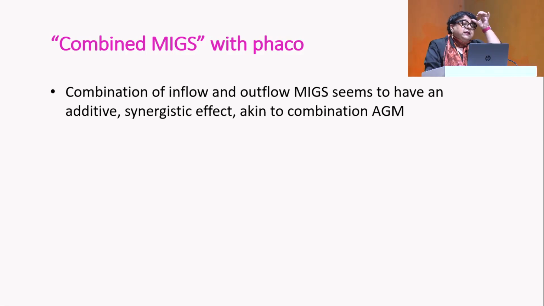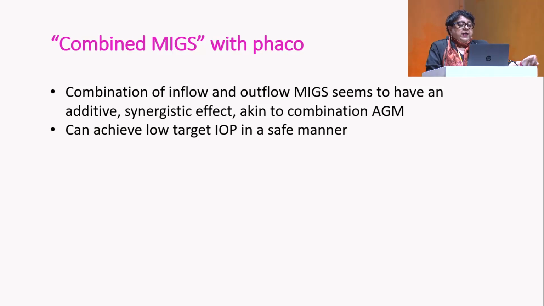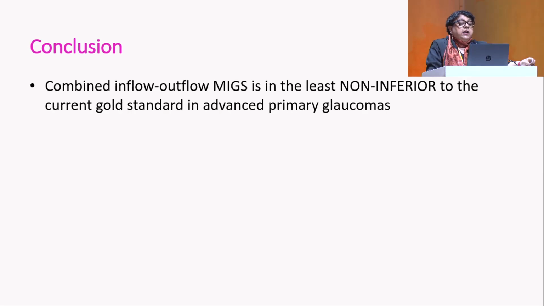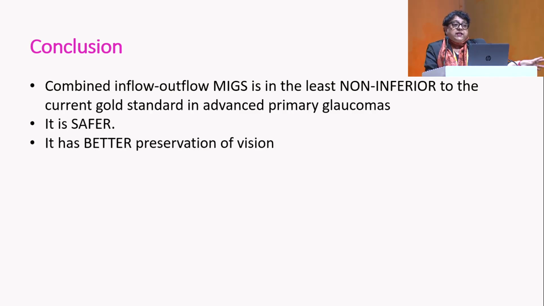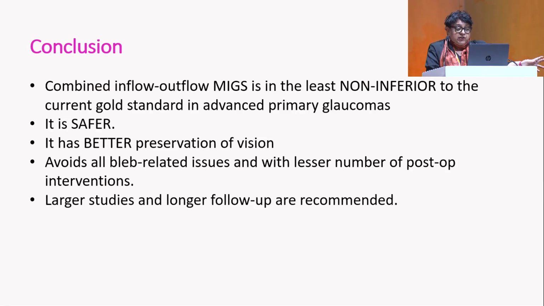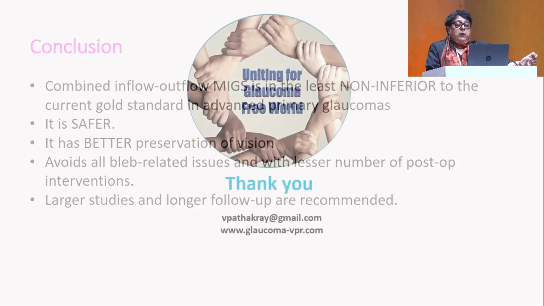So combining inflow and outflow seems to have an additive synergistic effect, akin to the combination anti-glaucoma medications that we commonly use in our practice. It can achieve a low target IOP in a safe manner. The role of episcleral venous pressure, including that of the collector channels, still remains to be answered. So combining inflow-outflow MIGS is at the least non-inferior to the current gold standard. It is safer, has better preservation of vision, and avoids all bleb-related issues, with a lesser number of postoperative interventions. Of course, larger studies and longer follow-up are recommended.